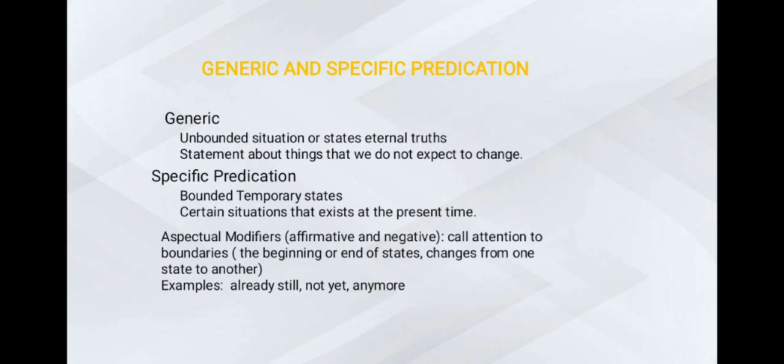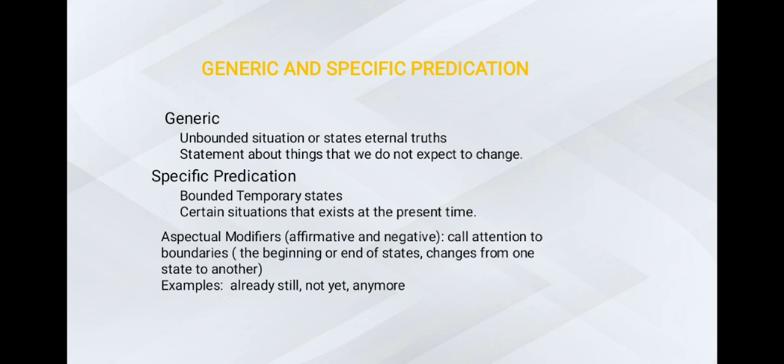In a specific predicate, the situation is bounded or at a temporary stage, a certain situation that exists at the present time. Examples of specific predications: Gregory is here. The company manufactured silicon chips.